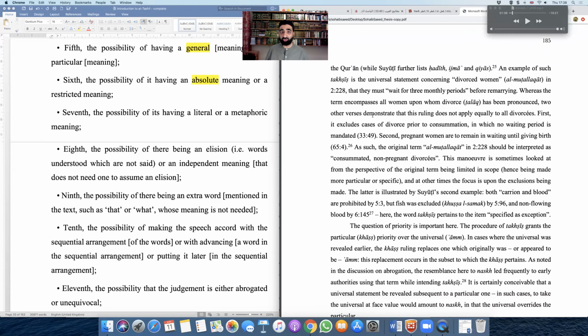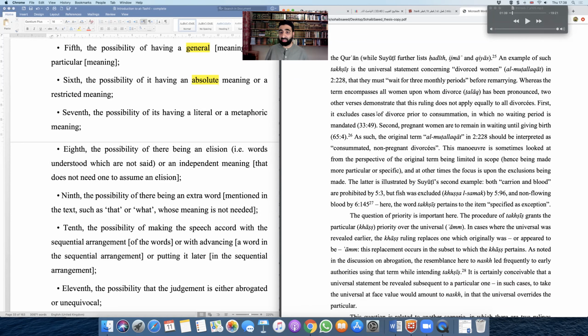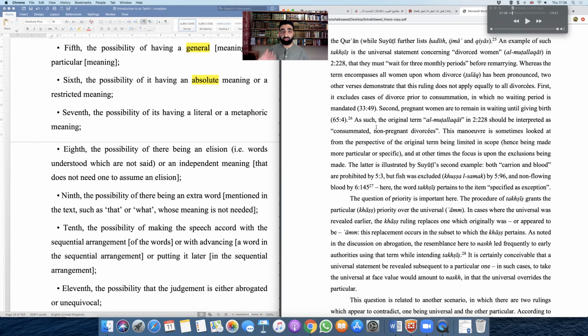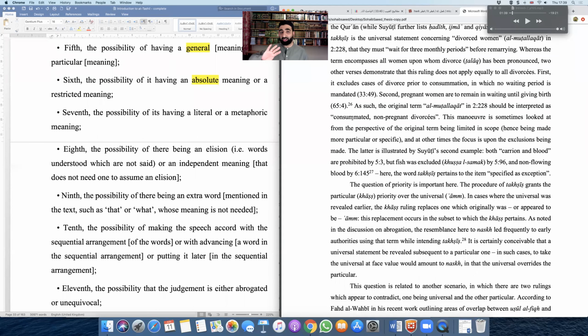However, there are other verses which demonstrate that this ruling does not apply equally to all divorcees. First, it excludes cases of divorce prior to consummation. Because in ayat in Surah Al-Ahzab, before consummation, there is no waiting period. Pregnant women, their iddah is to give birth, whether that giving birth happens in a shorter time, less than 3 months, or whether it's going to take close to 9 months until she actually gives birth, that is her iddah, right? So there are those which are excluded. So there is takhsis through the other ayat.